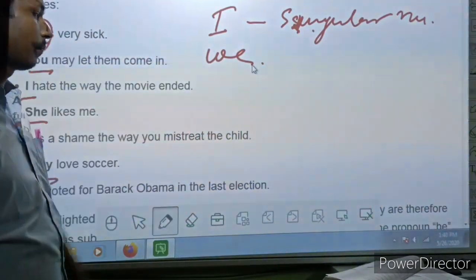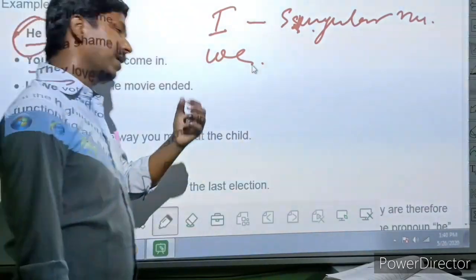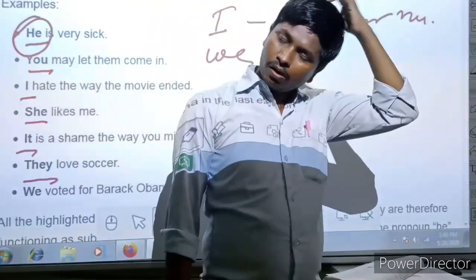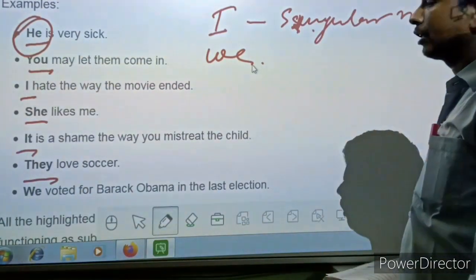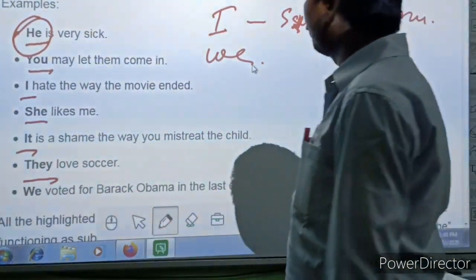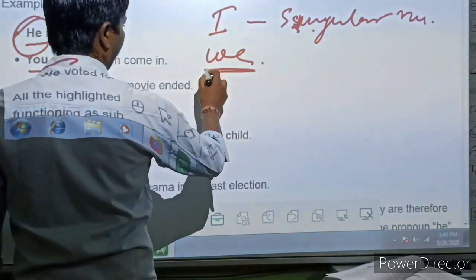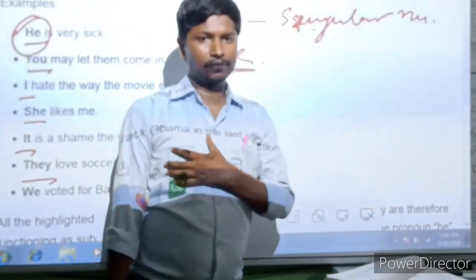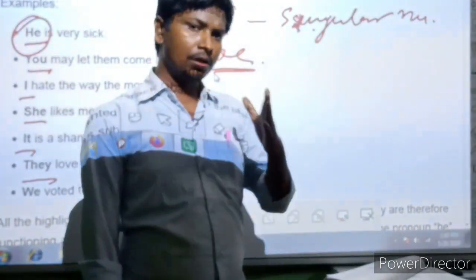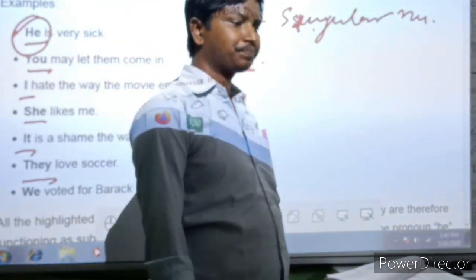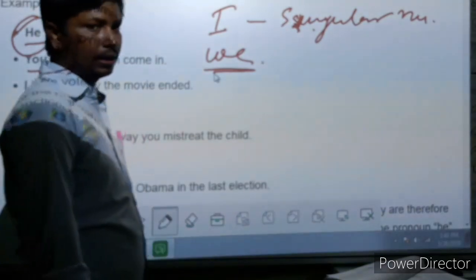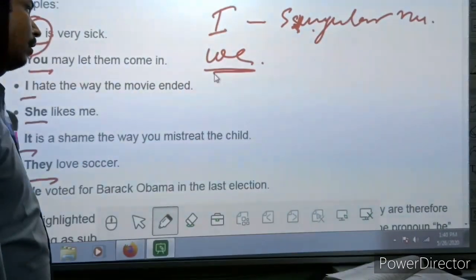It can be used in a definite manner: when the subject of the sentence is singular, we use I, and when the subject of the sentence is plural, we use we. I am going to market. I is a singular number personal pronoun. And then we say we are going to market. Then we is plural number.